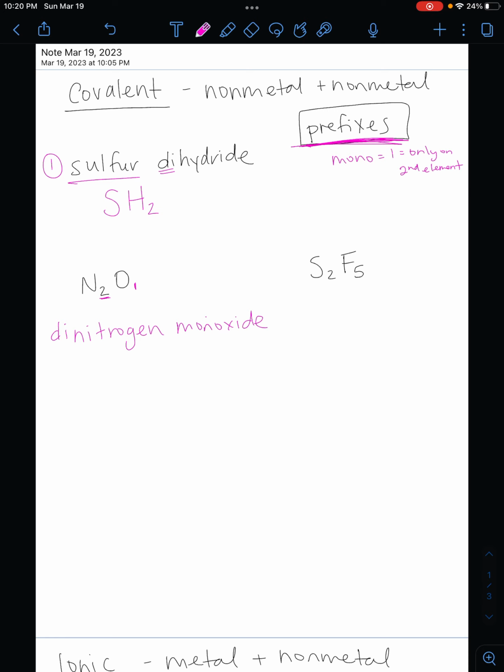So if I look at the next example, this is sulfur, but there's 2 of them, so we're going to say disulfur. And then we have fluorine, but remember, we always change it to ide, fluoride. And since we have 5, that is penta. Okay, so you do have to remember the prefixes. You should have written these down in your notes. If you didn't, just a quick Google can probably tell you what they are, but you do need to know them so that you can name them in the formulas.